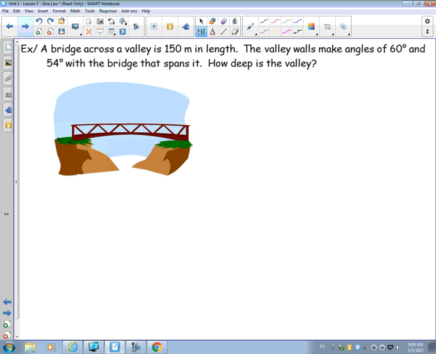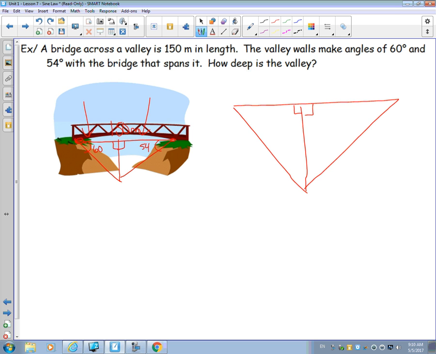So let's take our diagram here. Right, there's my bridge. It's 150 meters long. And my valley is deep. It's way down here. I want to know how deep it is. It kind of looks like right angle triangles are happening here. And it's true, they are. Those are right angle triangles. That's great. Except I can't divide the 150 into 2 equal parts. These 2 things are not equal. And they're not equal because the angles, 60 and 54, are not equal. If those were equal angles, you could divide it in half and you'd be good to go, SOHCAHTOA. But because they're not, I can't treat this as 2 right triangles.